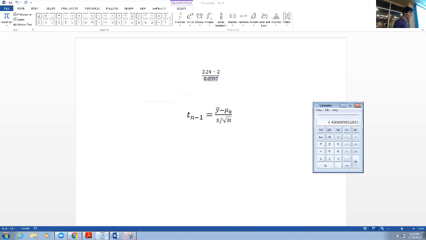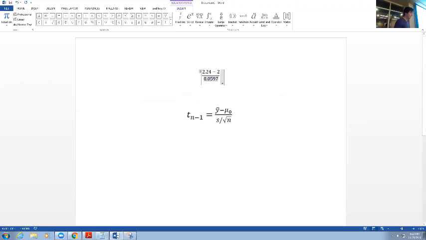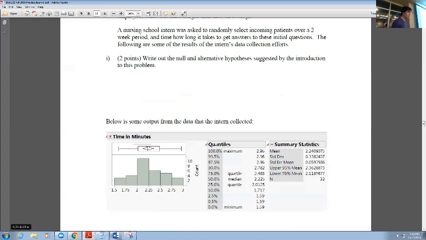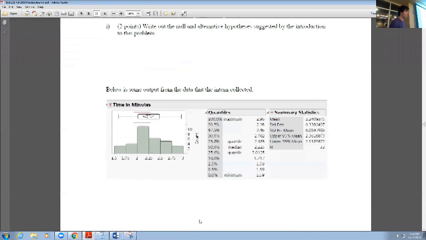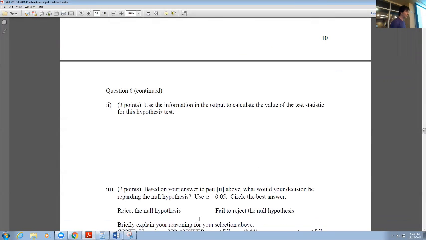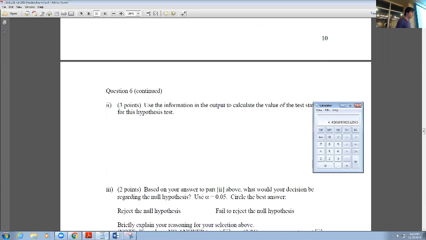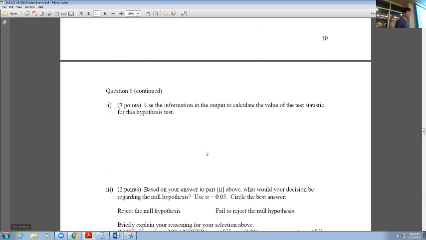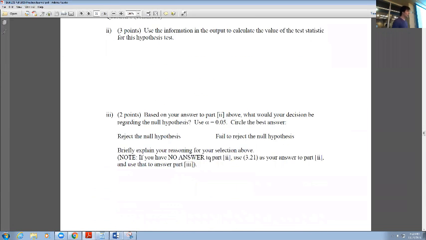And so let's take these numbers right here, 2.24 minus 2, and then divide that by 0.0597, and we get about 4. And that was a little bit of rough rounding. Does anyone have the exact value for the test? I got 4.02 with a little bit of rough rounding. Oh, it's 4.02? Oh, good. So we calculated the test statistic right there.